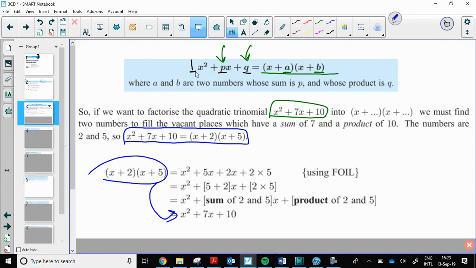So for the first few problems that we look at, this is the plan. We have 1x squared in the front, and we're just going to find 2 numbers that add up to the coefficient of x and multiply to the constant value.